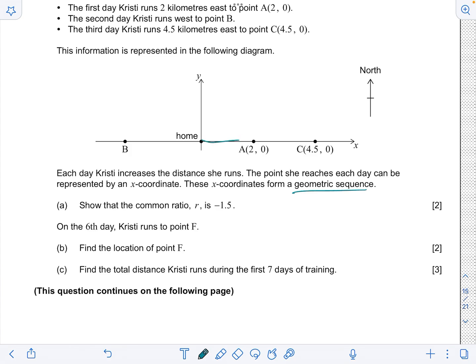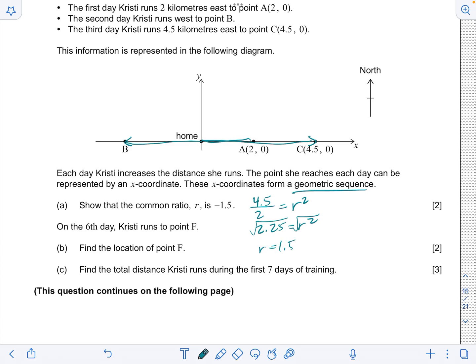And we know that she ran, that day 1 is 2, and day 2 is B, which we don't know what it is, and day 3 is 4.5, the x value. So I would do 4.5 over 2. We compare, 4.5 over 2 should equal the common ratio squared since 2 days have gone by. And so when you do 4.5 divided by 2, you get 2.25 equals R squared. And when you square root both sides to get R, you get R equals 1.5.